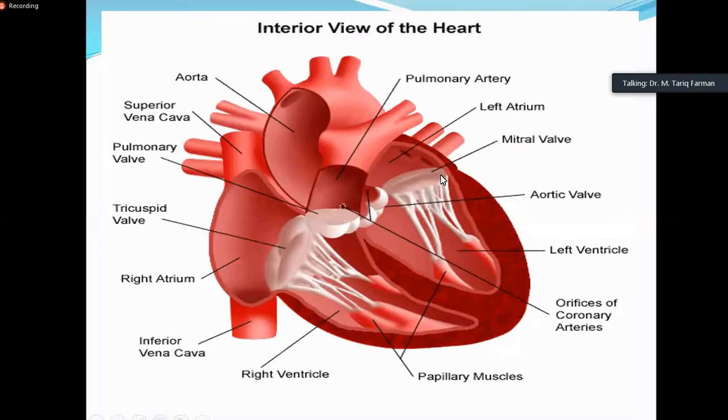So the commissures, the leaflets, the chordae, and the papillary muscles, these are the four things which altogether we can call the mitral valve apparatus. So these are the four things. Any pathology that damages either the papillary muscle, the chordae, the leaflet, or the commissure can cause mitral valve disease.